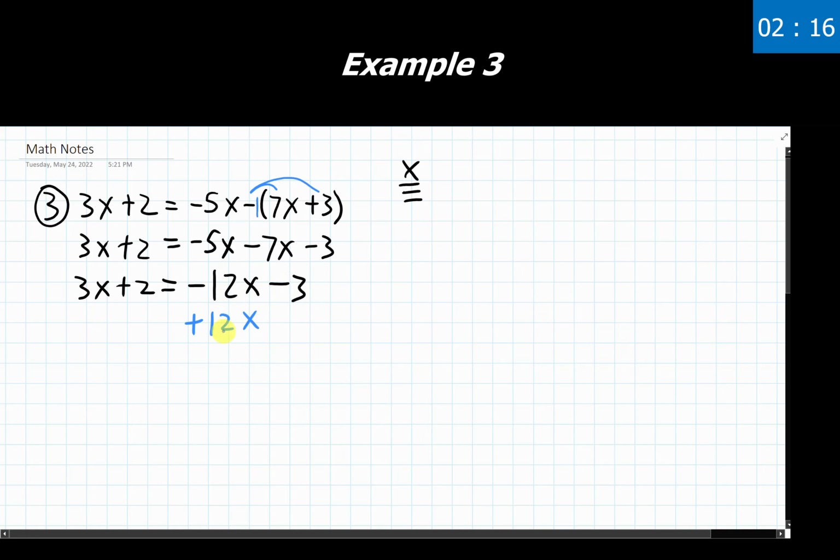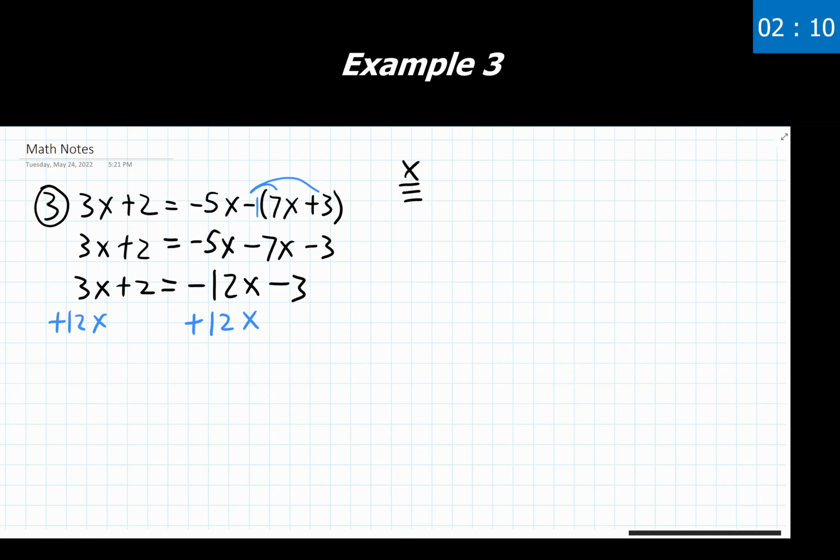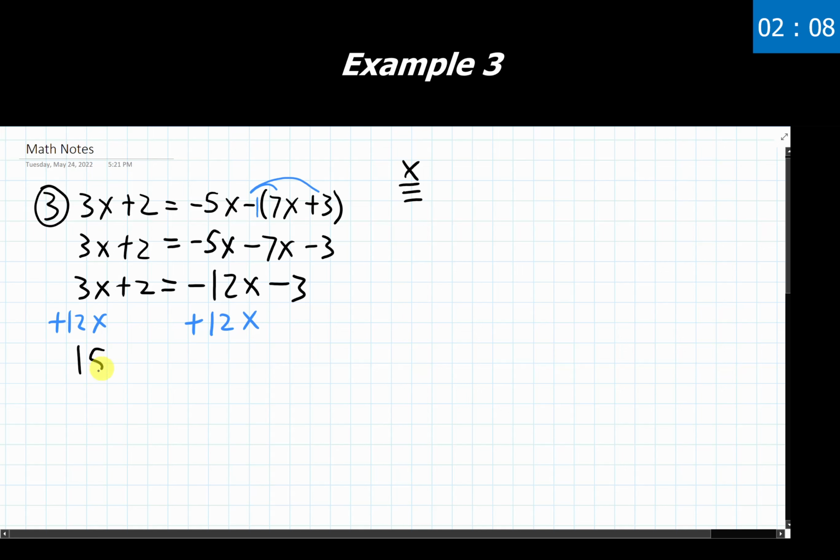If I'm adding 12x over here, I need to also add 12x over here. The result on this left side is going to be 15x plus 2. And on the opposite side, the negative 12x should be canceling out, and all that's left over is this minus 3. So fantastic. Now I only have variable terms on the left side of this equation. That's exactly what we wanted.